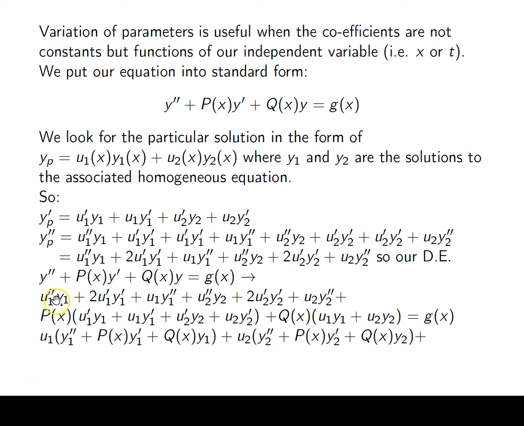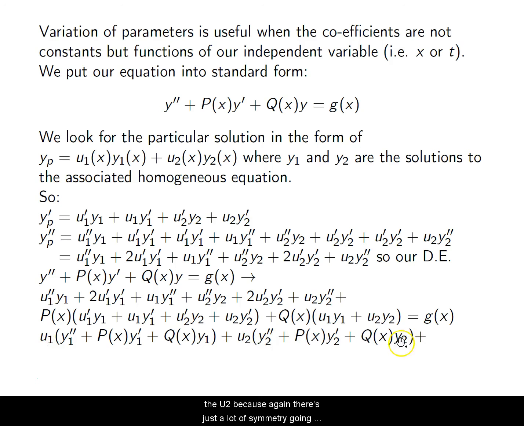I have u1 for a y1 double prime. So I'm taking this term, p of x times this term, and q of x times this term. All of those have a u1 in front: u1, y1 double prime, y1 prime, y1, right? So double prime, prime, no primes, and that's times the q, the p, and this, and all of those had the same u1 in front.